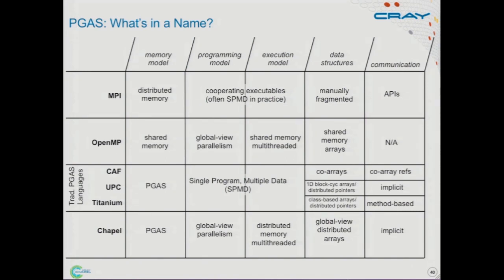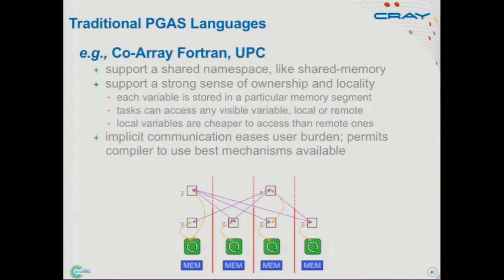as in UPC. So when I evaluate the traditional PGAS languages, Cray Fortran, UPC, and the like, these are what I think their strengths are. They support this shared namespace, which is a lot like programming shared memory. The conventional wisdom is that shared memory is nicer, easier, more friendly to program, which maybe is not always true, but if you believe that, then you get that benefit here.